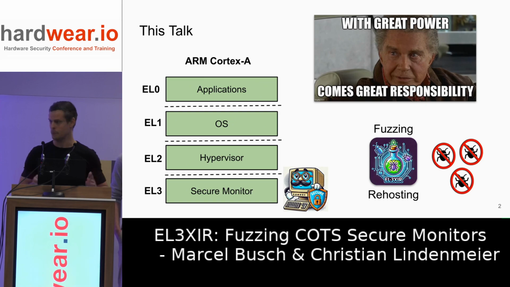So this is why we came up with some fuzzing infrastructure, which is the combination of fuzzing and rehosting to take proprietary secure monitors, plug them into an emulator, and find the memory corruption bugs that are potentially still in these targets.